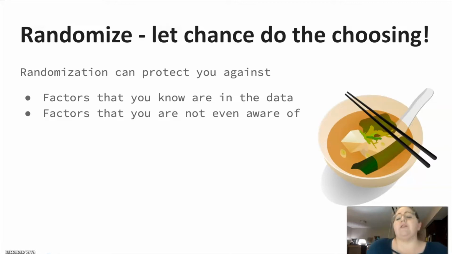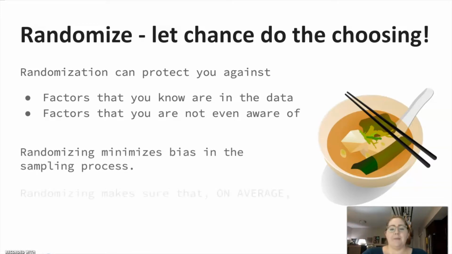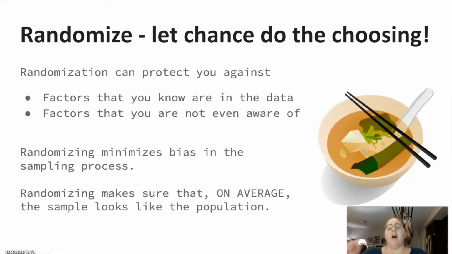So that protects us against factors that I know are in the data. I know that I put salt in there and I want to make sure that salt gets spread throughout so that every bowlful is similarly salty and it's the same as what the entire soup tastes like. But it also protects us against factors that we're not even aware of. For example, if our friend, while we weren't looking, threw some peas in there, us stirring it up, or randomizing, will mix that around too and make sure that each bowlful looks similar in terms of how many peas it has. So randomizing minimizes bias in the sampling process. It makes sure that on average, our sample looks like our population, and that's really what we want.